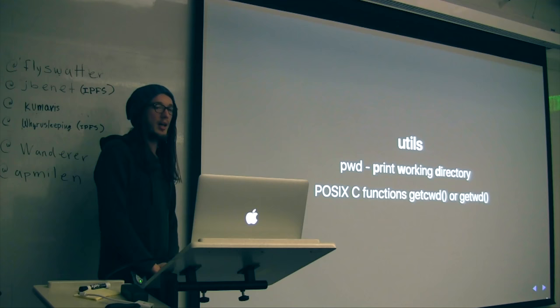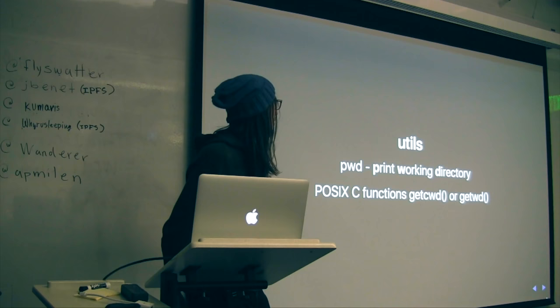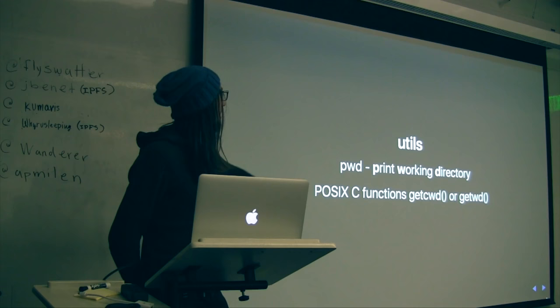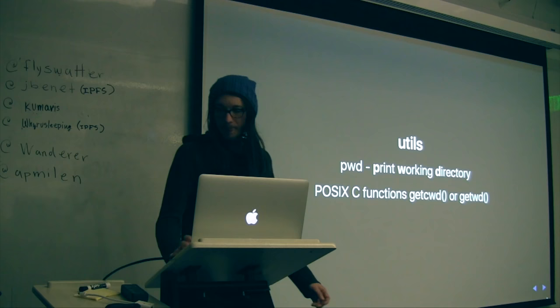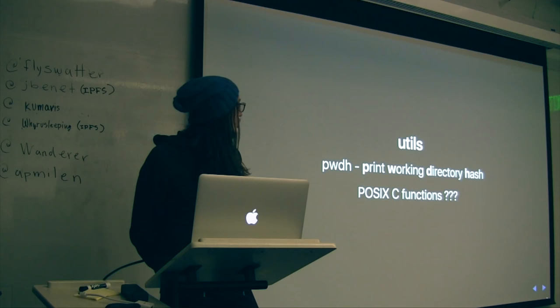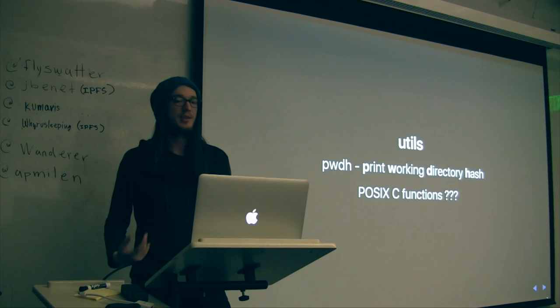Unix and Linux have print working directory. This is actually most of the time implemented in your shell. It's not necessarily implemented as a user space program, but it's always built off POSIX C functions, like get current working directory or get present directory. So ideally we'd have something like print working hash, print working directory hash, to get the current root hash. And there needs to be something equivalent to a POSIX C function where we can build user space programs to do this.